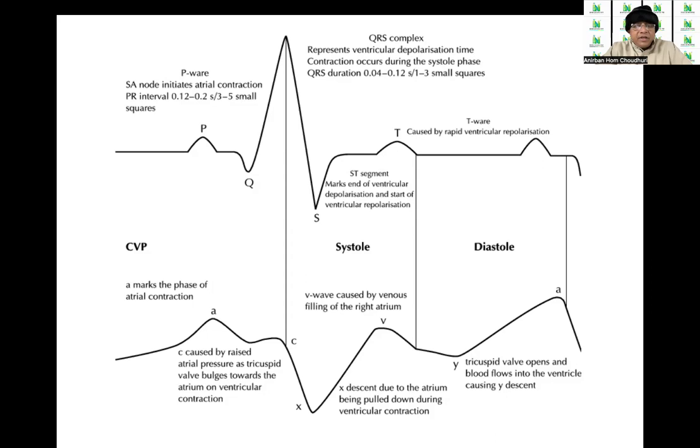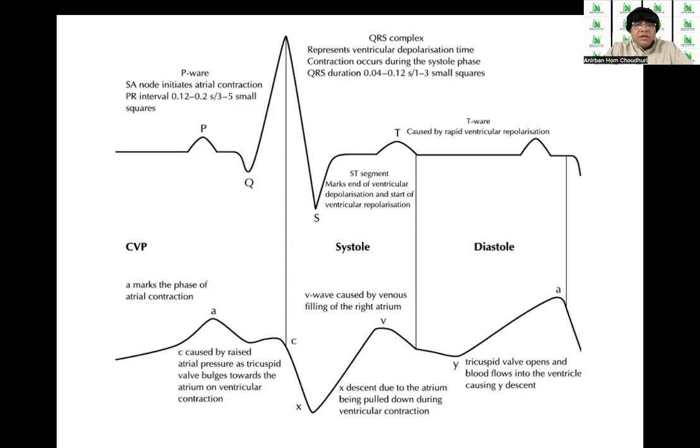So the next wave we come across in the central venous pressure is the C, which is caused by raised atrial pressure as the tricuspid valve bulges towards the atrium on ventricular contraction. Now again, if you draw a straight line from C, it goes to the peak of the QRS complex. The QRS complex represents ventricular depolarization time, and we know that contraction occurs during the systolic phase, and it has a duration of 0.04 to 0.12 seconds. So the changes in the C are merging with the changes in the ECG on the peak of the QRS complex.